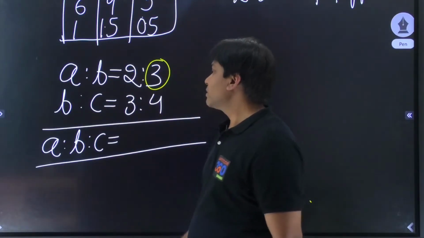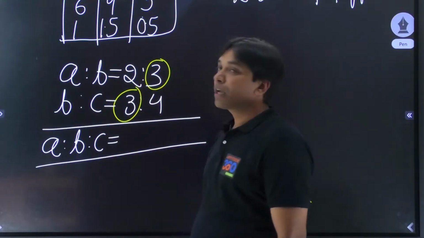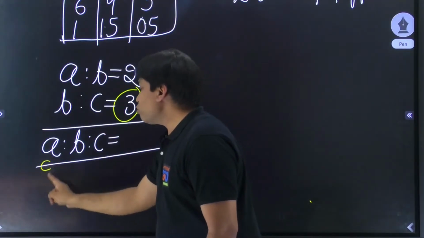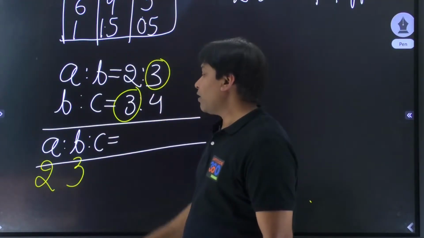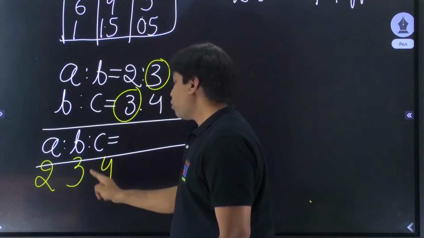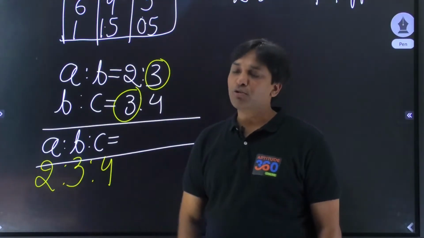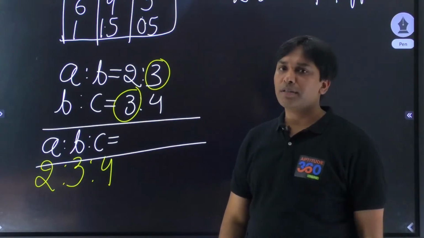Here B is 3 and here B is 3. So when A is 2, B is 3, and when B is 3, C is 4, what is going to be this ratio? This is coming out as 2, 3, 4. There is no problem out here.